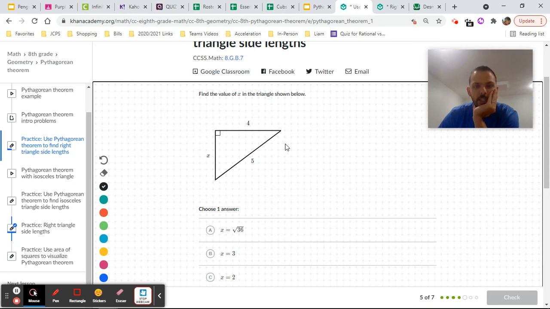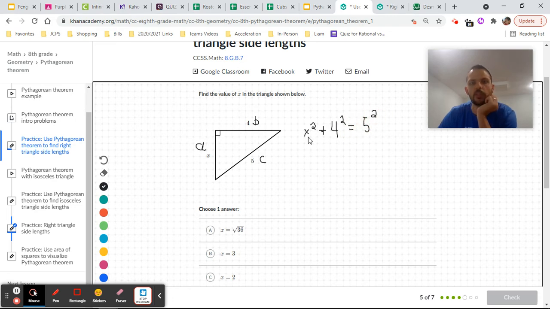Now again, this one's going to be slightly different, because this time they've given us the hypotenuse. So we have to solve for a leg this time. We've got A, B, C. So now what? X squared, or you could type in A squared here, it wouldn't really matter, plus the 4 squared is equal to my 5 squared.